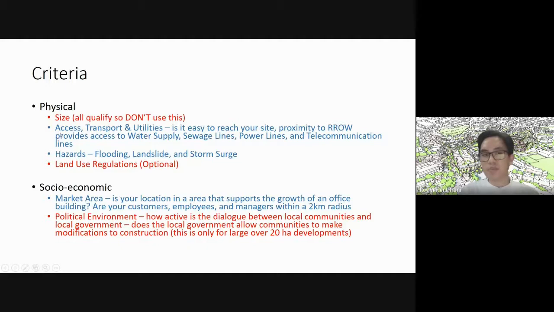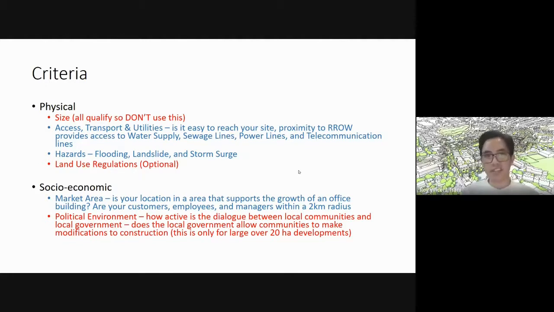Let's see here. Access would be something that we didn't talk about last time. So in your strengths and weaknesses, most people just say traffic, noise, but nobody was talking about access to water supply, sewage lines, power lines, telecommunications, etc. So to make things easier, because we don't have access to these maps in the Philippines, or maybe you do, depending on where you are, you can just say proximity to road right-of-way. So if your site is located near a road right-of-way, that already gives it access to not just transportation, but also utilities.